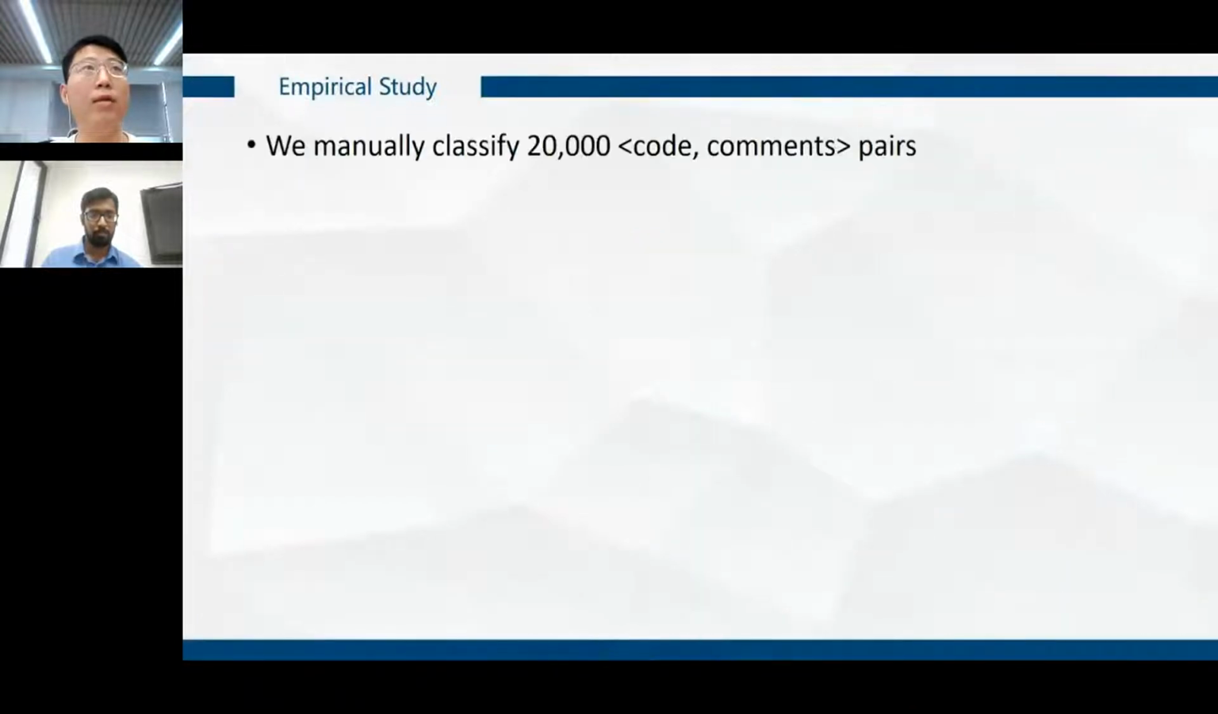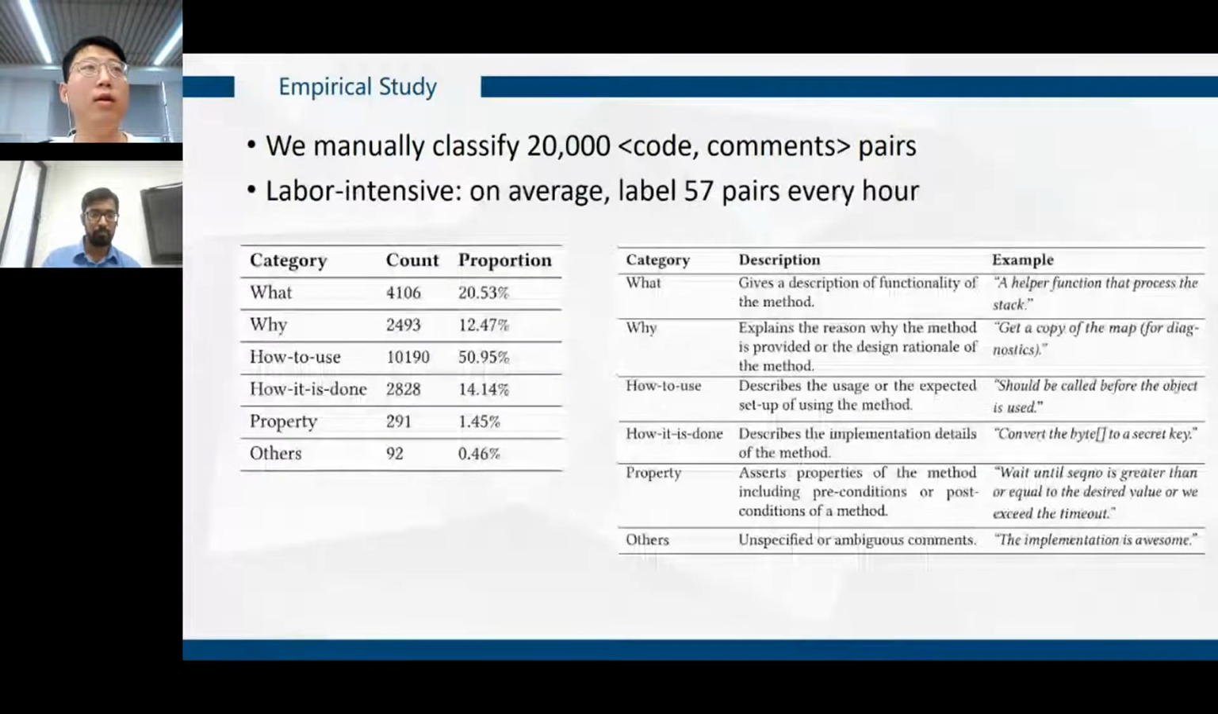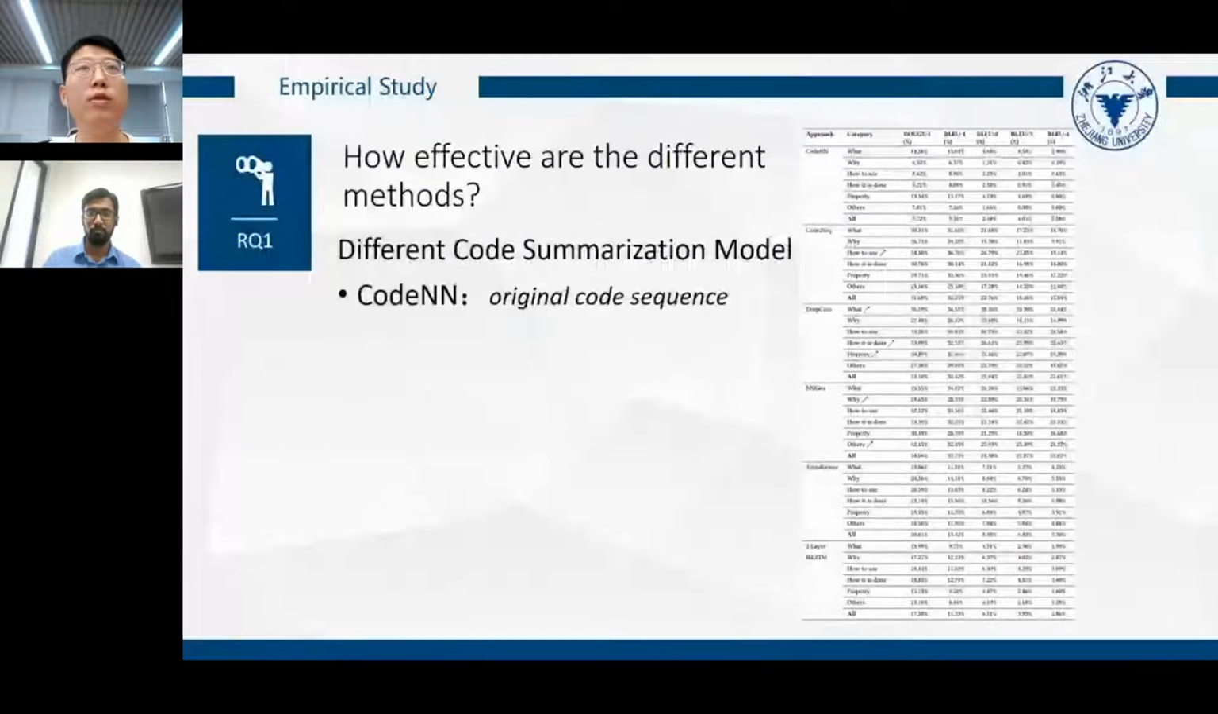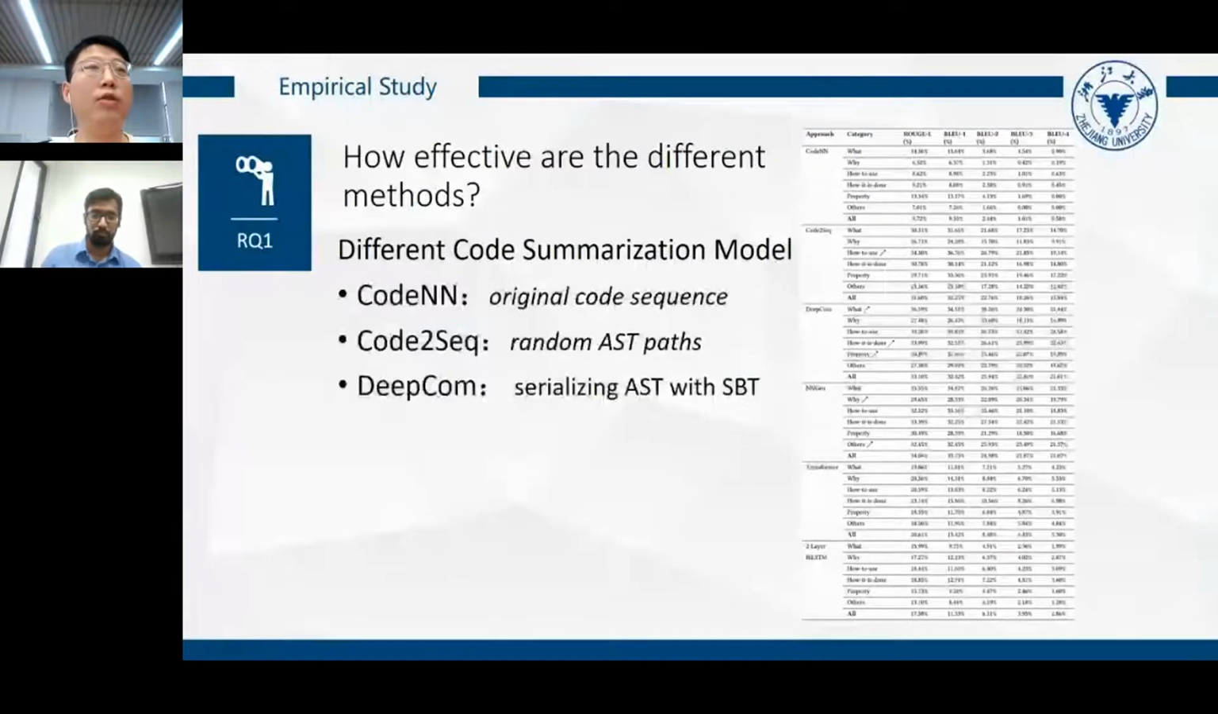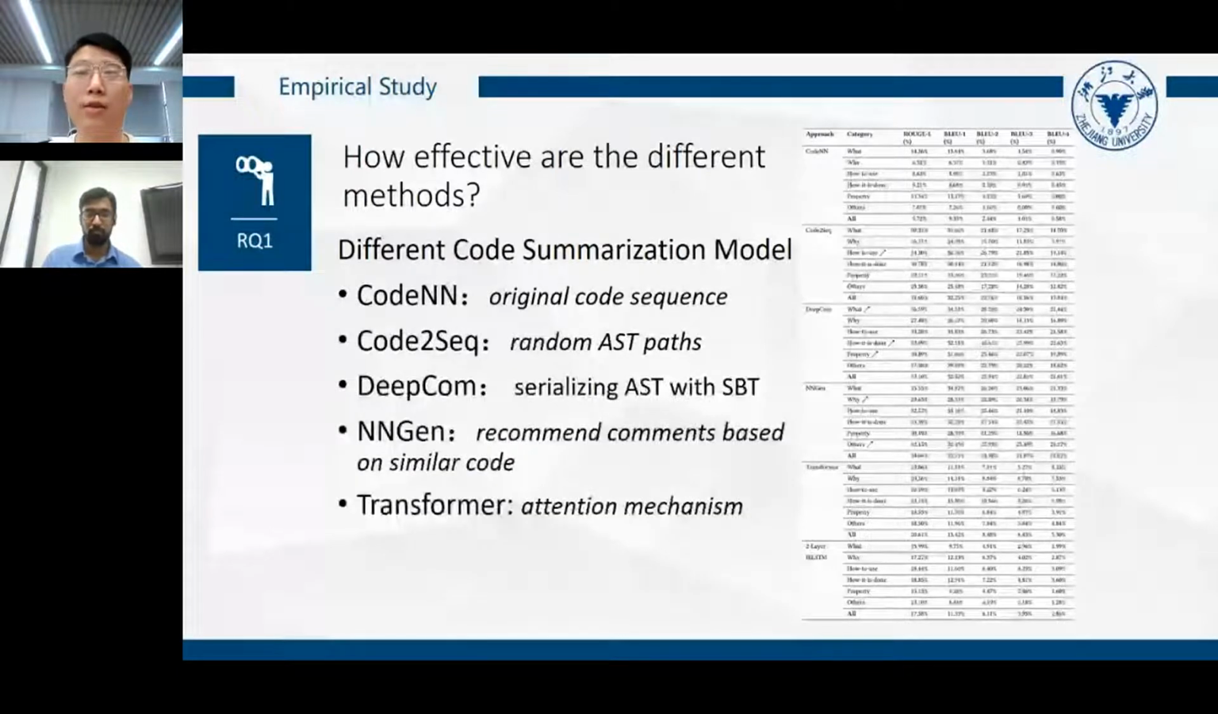And we manually classify 20,000 code comment pairs. The details can be found in these tables. This process is labor intensive. On average, we label 57 pairs every hour. Based on this labeled data, we choose several state-of-the-art approaches. Our experimental results are in this huge table.